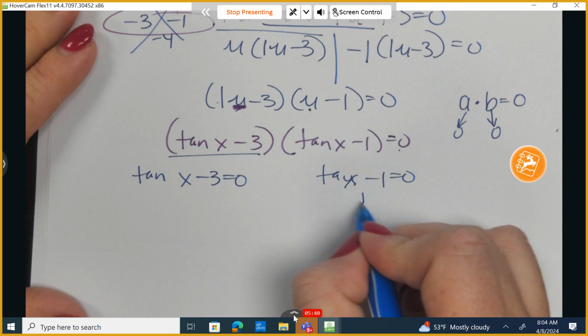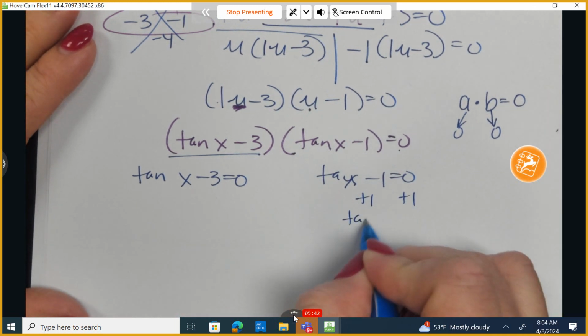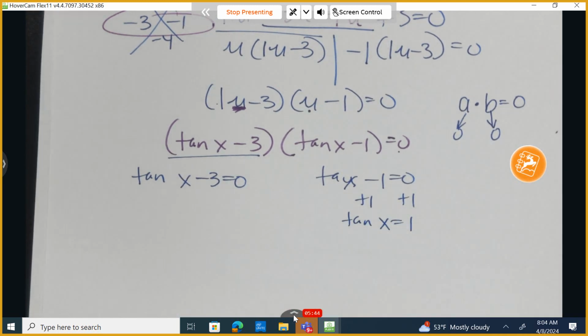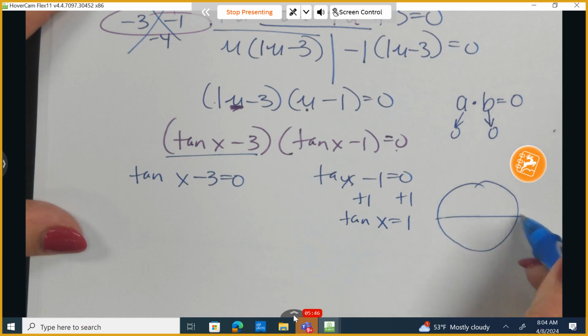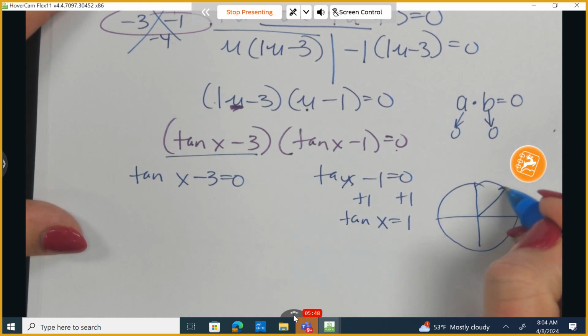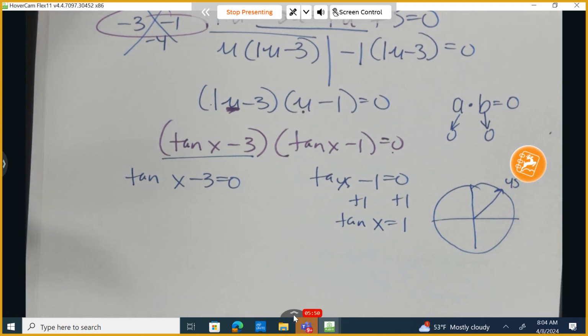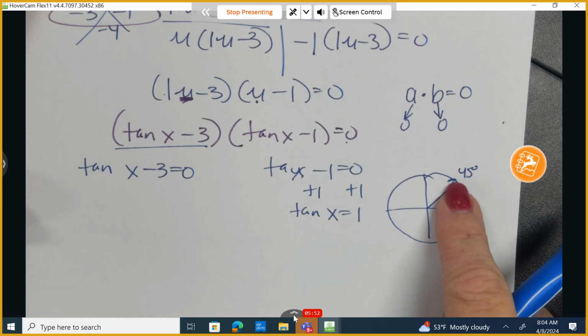Okay, so I'm going to start with the easy one. I'm going to add 1 to both sides, and I have the tangent of x equals 1. Okay, where is the tangent equal to 1? Well, the reference angle would be right here at 45 degrees. And I know at 45 degrees the tangent is 1.